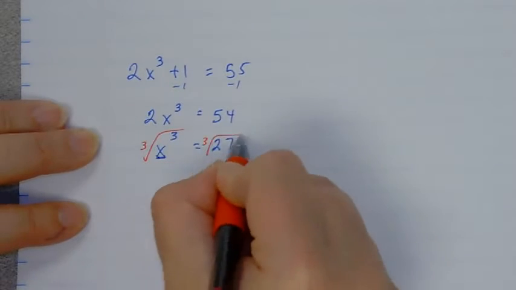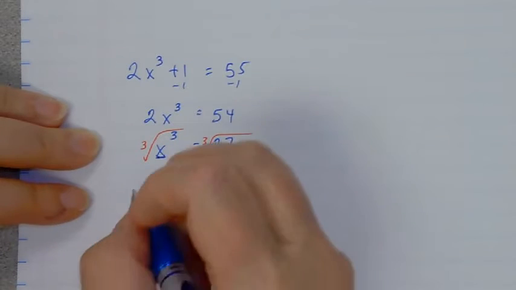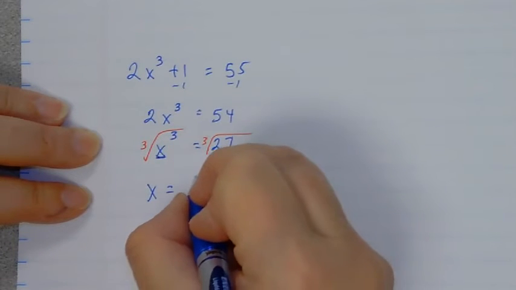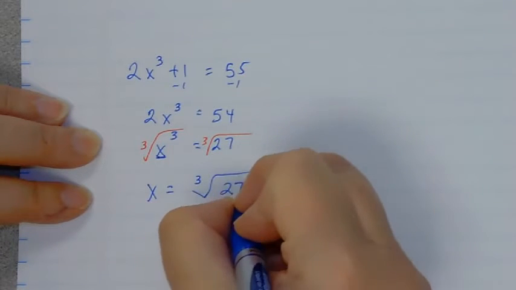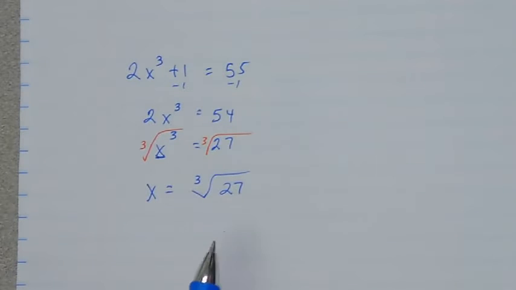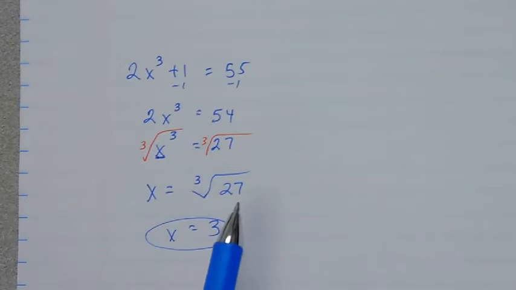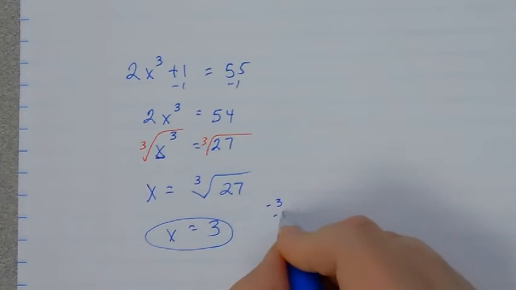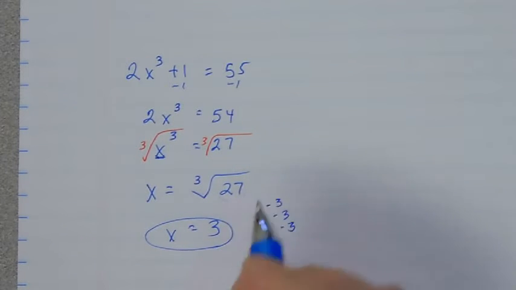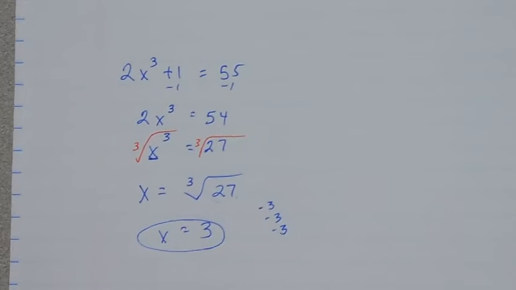So I'm going to cube root both sides. So I get x equals the cube root of 27. So I have to think what times itself 3 times gives me positive 27. And that number is 3. It can't be plus or minus because negative 3 times negative 3 times negative 3 would have been a negative 27, so it doesn't work.